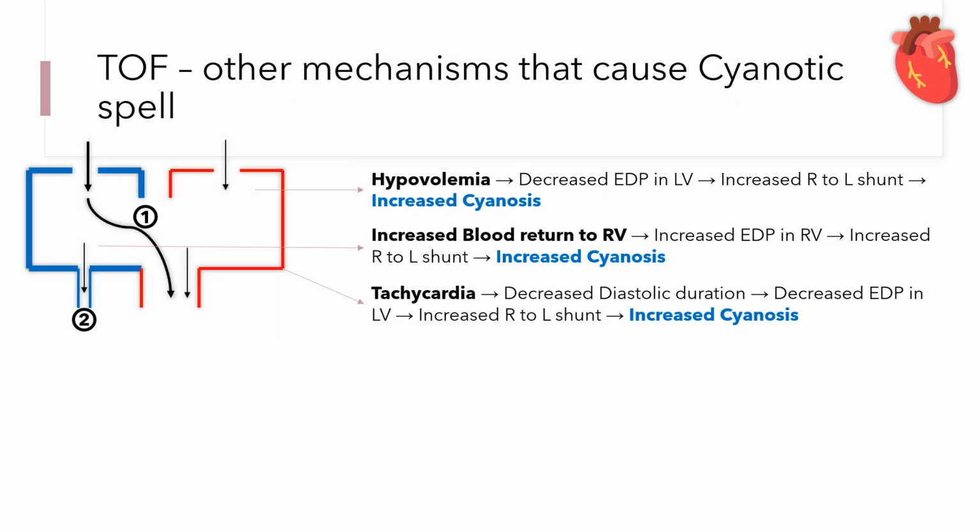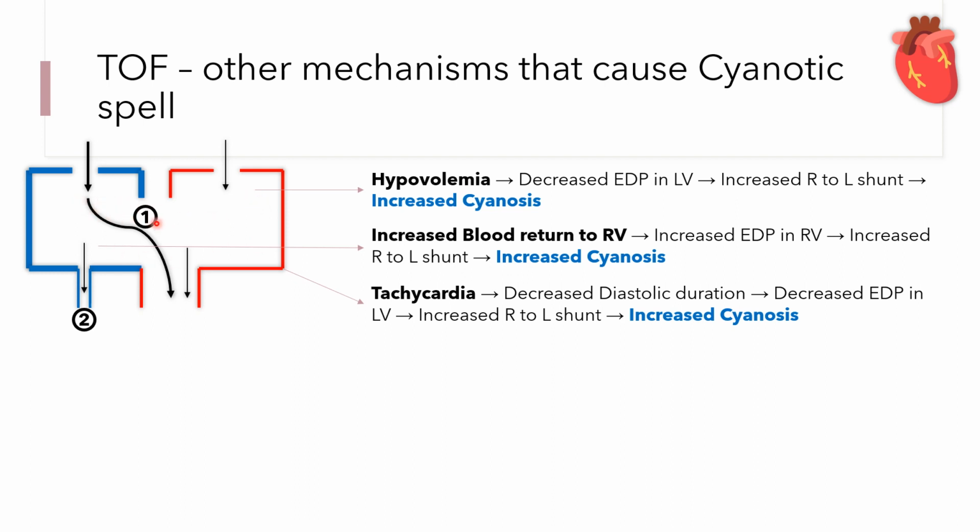So what are some common conditions, other mechanisms, that can cause a cyanotic spell? Suppose there is hypovolemia. If there is hypovolemia, that means less blood inside the left ventricle. So inside the left ventricle at the end of diastole, there will be decreased pressure. If there is decreased pressure inside the left ventricle, obviously the right ventricular pressure will be more in comparison to the left ventricle.